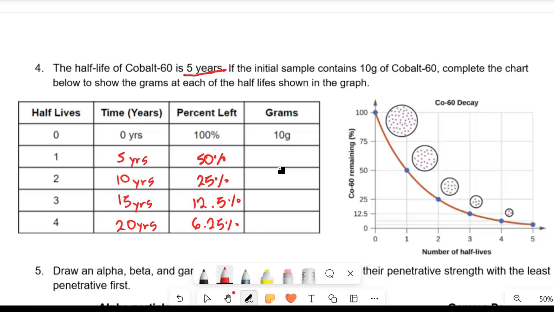So at 0 half-lives, there were 10 grams. After the first half-life, so after 5 years, there should be 5 grams left. After another half-life, so again, half of the previous amount, there should be 2.5 grams left. After another half-life, you end up with 1.25 grams left. And after 4 half-lives, you end up with 0.625 grams. And that's how many grams of the cobalt-60 is left after 4 half-lives.